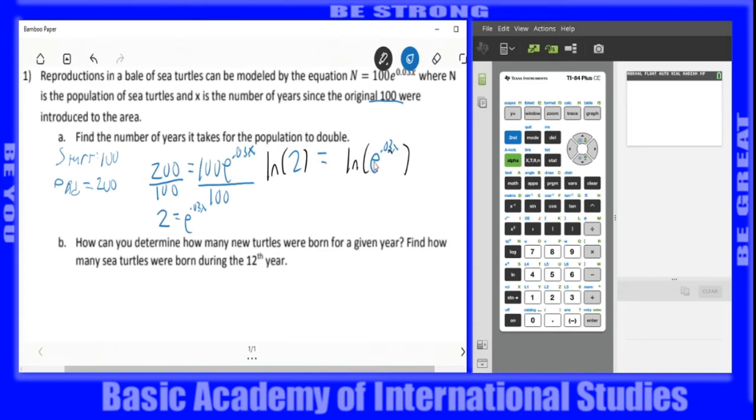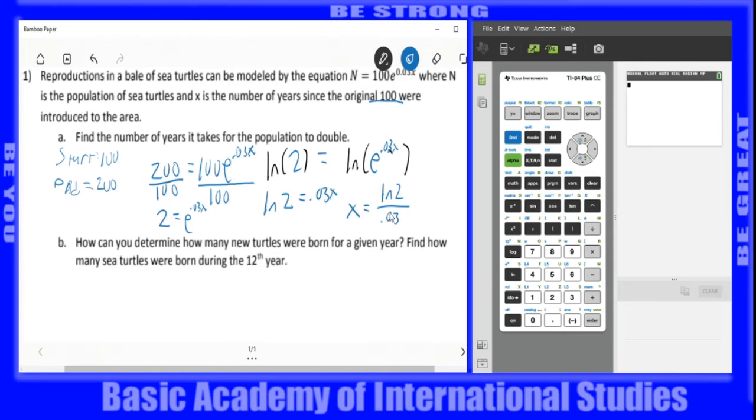The natural log and the e cancel out, leaving us with the natural log of 2 equals 0.03x. From finishing solving, this tells us that x must equal the natural log of 2 divided by 0.03. One second, I made one error. Let's fix that quickly. It'll equal the natural log of 2 divided by 0.03. And this gives me my final answer.